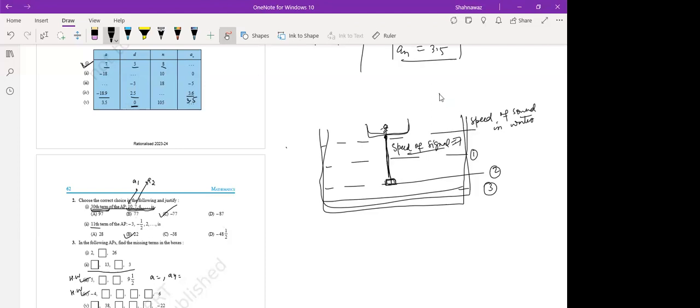Yes, sir. So you know the time, let's say this is t, not 2t. Let's say t equals 2t. Okay. So then what would be the distance? Distance would be how much? Speed into time.